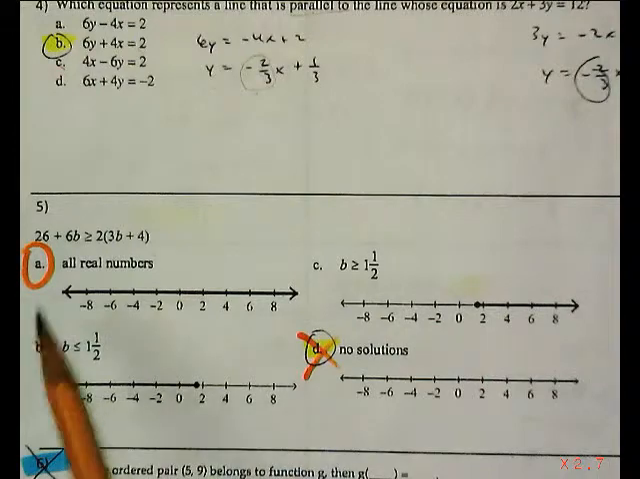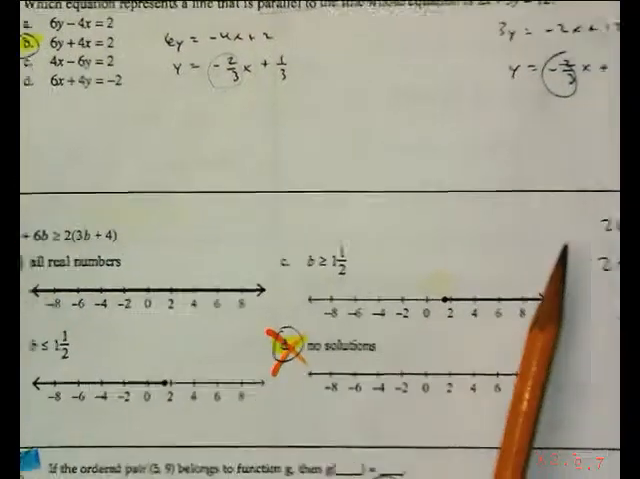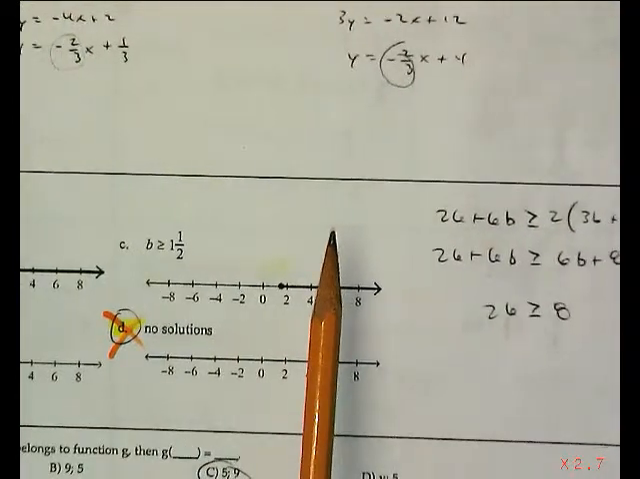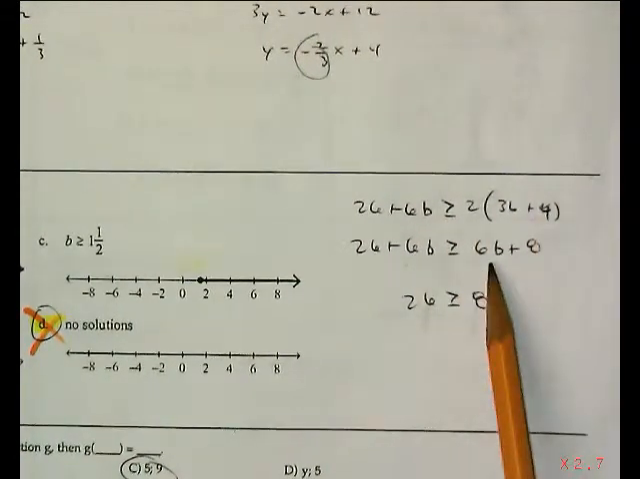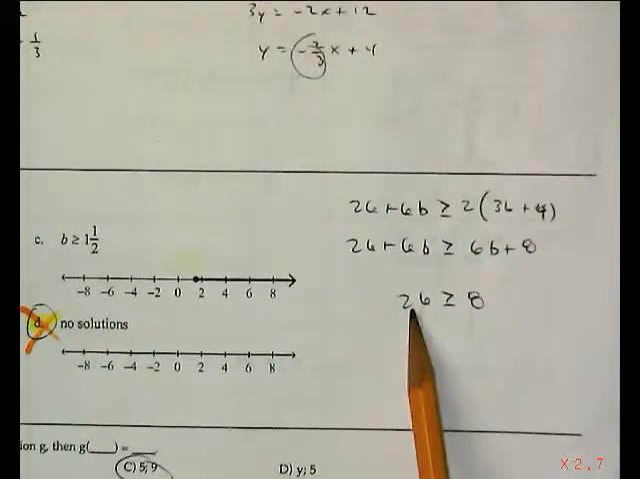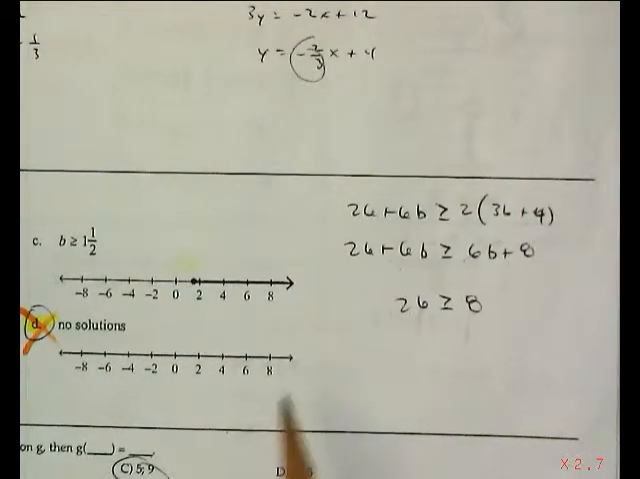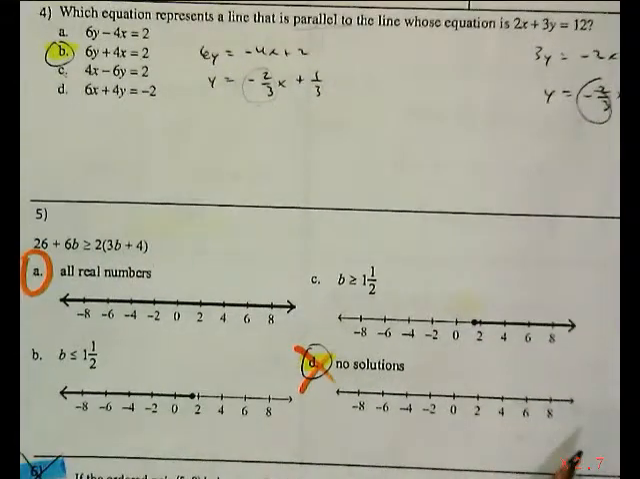Question number 5. I made an error. So if you solve this, you get, distribute. Subtract 6b from both sides, then the 6b's are eliminated. So you have 26 is greater than or equal to 8. So that's true, which says that any point that you can pick is going to be true. So it's not D, it's actually A.